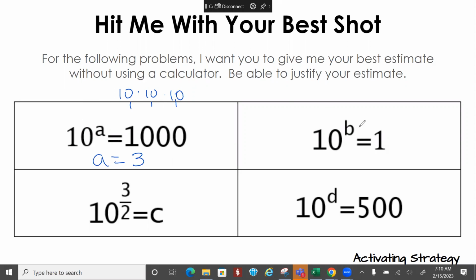14. What about this one? 10 to what power would give us 1? Well, 10 to the first power would give us 10, right? And we want to get 1. So how would we get rid of this 0? We could go back 1, right? So 10 to what power would give us 1? There you go.